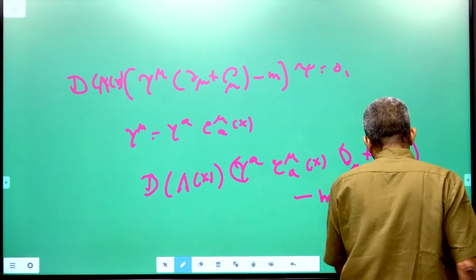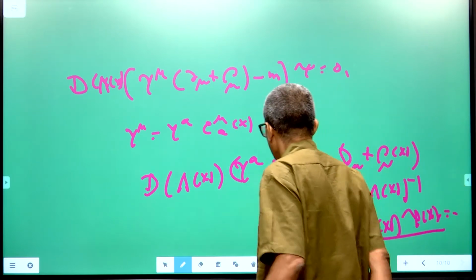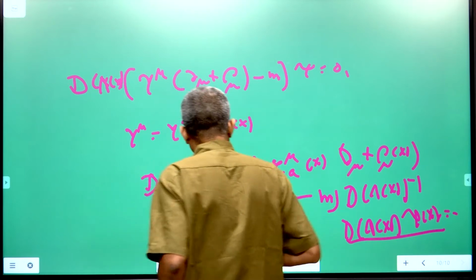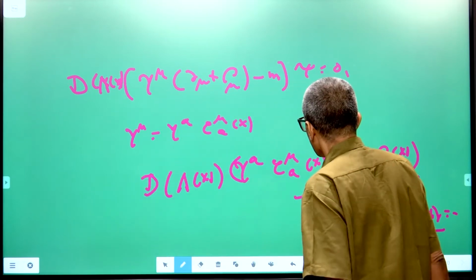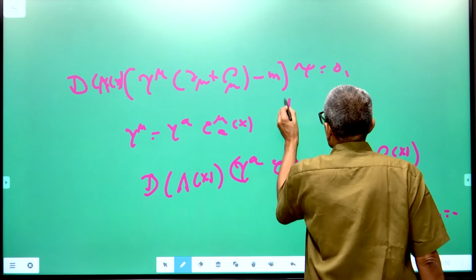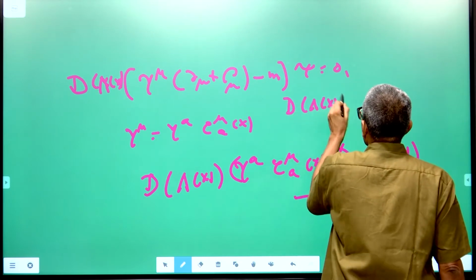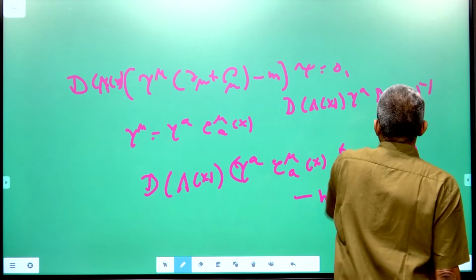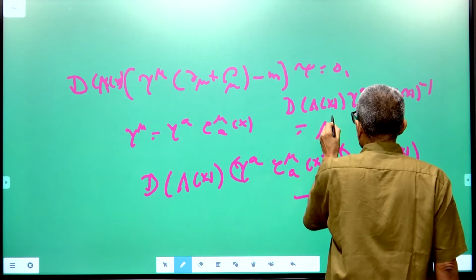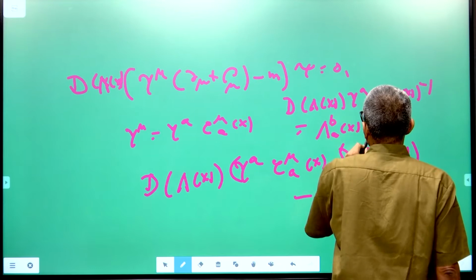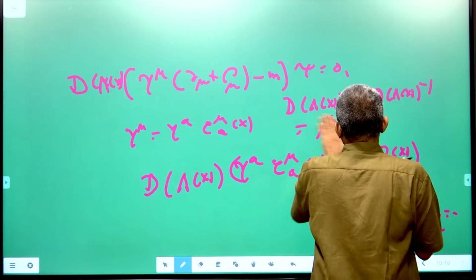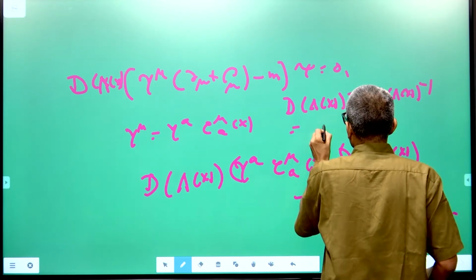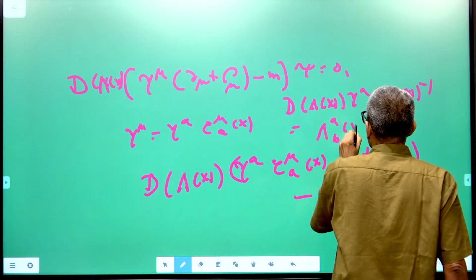That means D(λ(x)) ψ(x) is a new wave function which satisfies this wave equation, and by using the commutation relations between the gamma matrices, you can show easily that D(λ(x)) γ^a D(λ(x))^{-1} is equal to λ^a_b(x) γ^b.